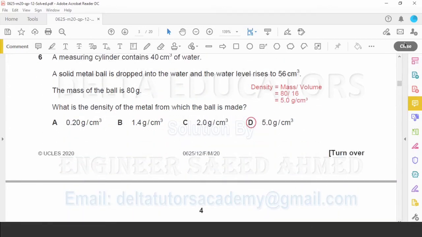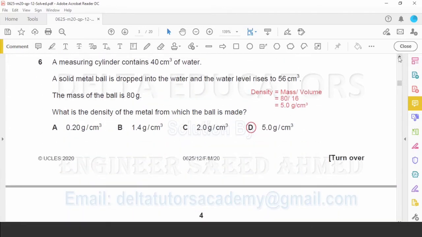Question number 6. A measuring cylinder contains 40 cm³ of water. A solid metal ball is dropped into the water and the water level rises to 56 cm³. The mass of the ball is 80 gram. What is the density of the metal from which the ball is made?